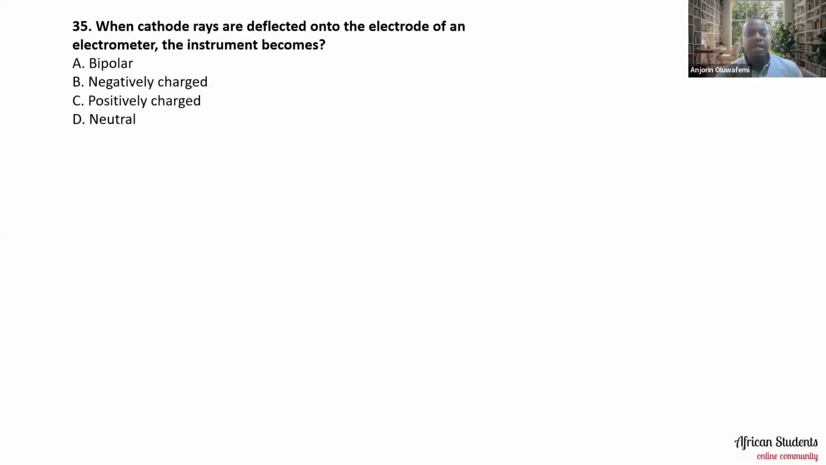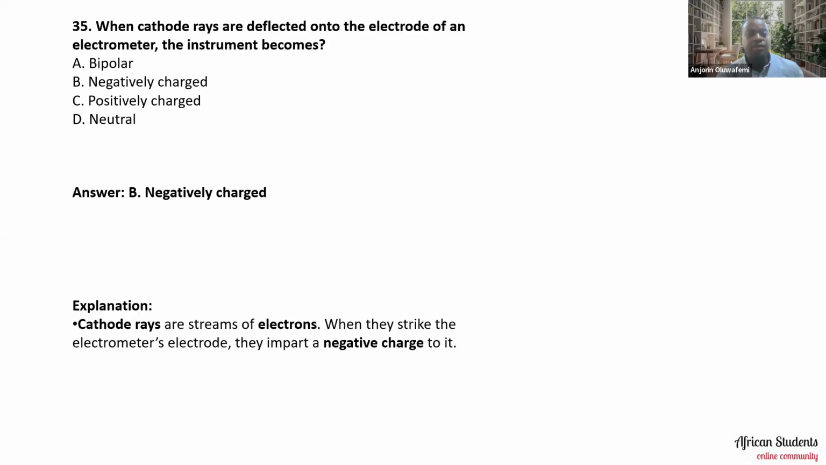When cathode rays are deflected onto the electrode of an electrometer, the instrument becomes A, bipolar, B, negatively charged, C, positively charged, D, neutral. So what happens when cathode rays are deflected onto the electrode of an electrometer? It is negatively charged, and the reason is because cathode rays are streams of electrons. When they strike the electrometer electrode, they impart a negative charge to it. Okay. All right.